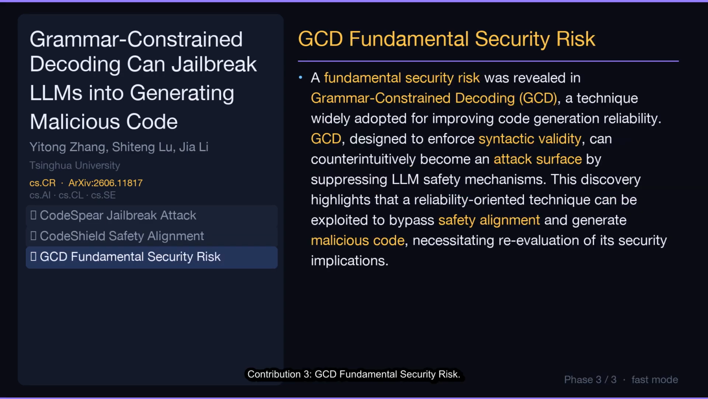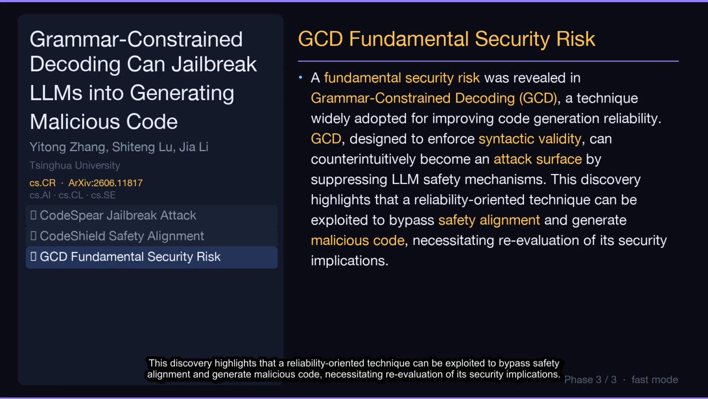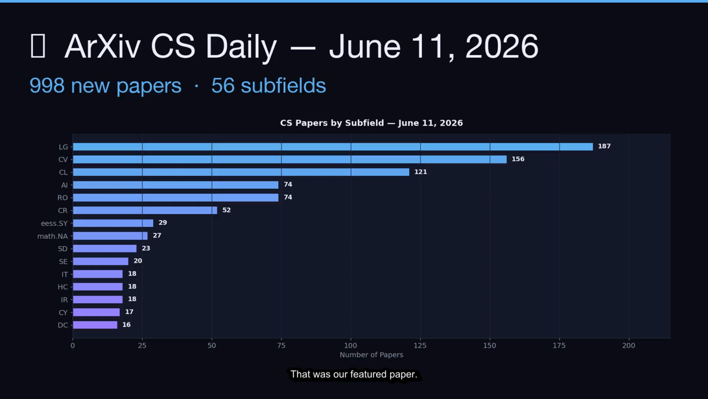Contribution 3. GCD Fundamental Security Risk. A fundamental security risk was revealed in grammar-constrained decoding, GCD, a technique widely adopted for improving code generation reliability. GCD, designed to enforce syntactic validity, can counterintuitively become an attack surface by suppressing LLM safety mechanisms. This discovery highlights that a reliability-oriented technique can be exploited to bypass safety alignment and generate malicious code, necessitating reevaluation of its security implications. That was our featured paper.